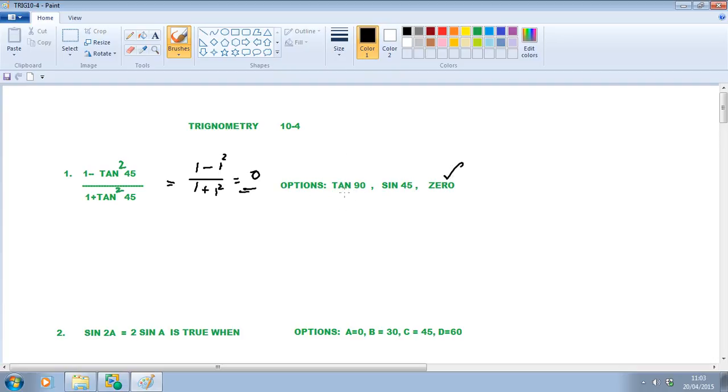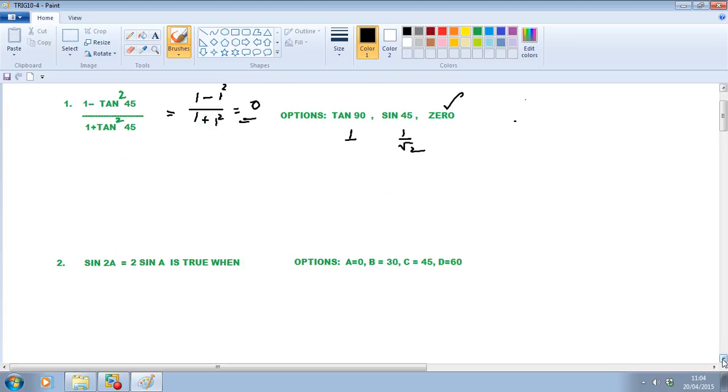So this may be a 2 marks question like that. See, what is the option? Tan 90. What is tan 90? Tan 90 is 1. What is sine 45? It's 1 by 2. While doing trigonometry, we will try to put all the values on one side, sine of the angle, cos of the angle, tan, so that it will be easy for us to do the problem.